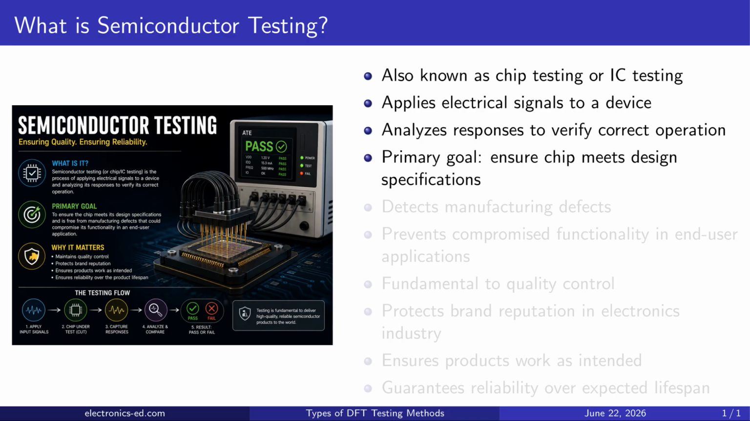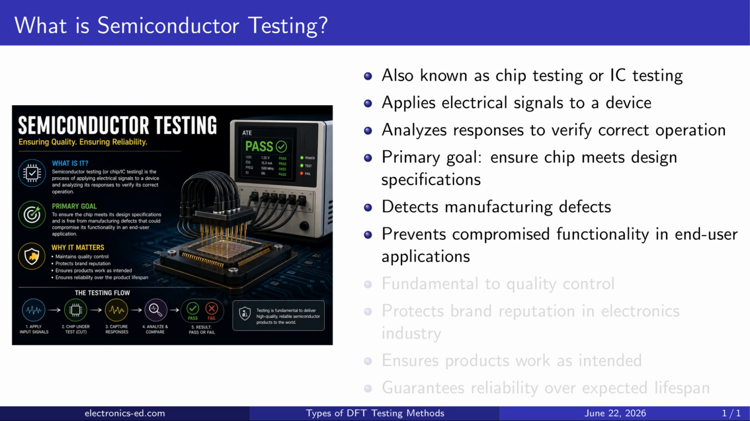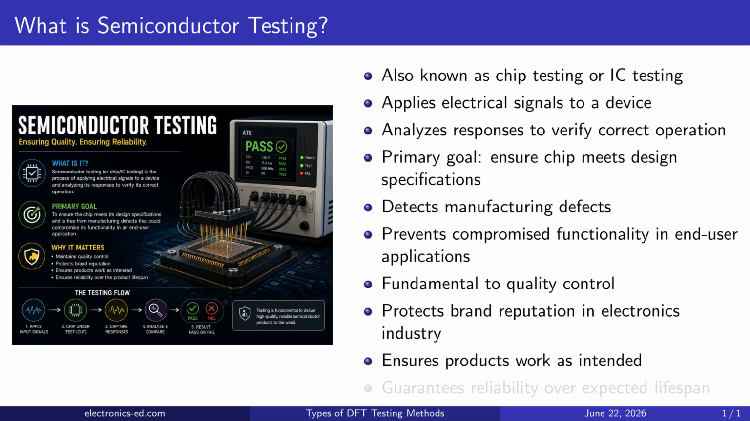The main goal is to confirm that the chip meets its design specifications. Testing also helps detect any defects that might have occurred during manufacturing. This prevents compromised functionality when the chip is used in real applications. It's a fundamental part of quality control in the semiconductor industry. Thorough testing protects brand reputation by ensuring reliable products. Ultimately, we ensure that products work exactly as intended, and we guarantee reliability over the expected lifespan of the device.